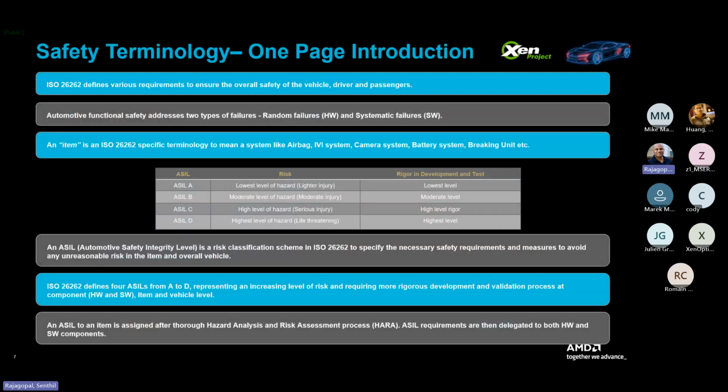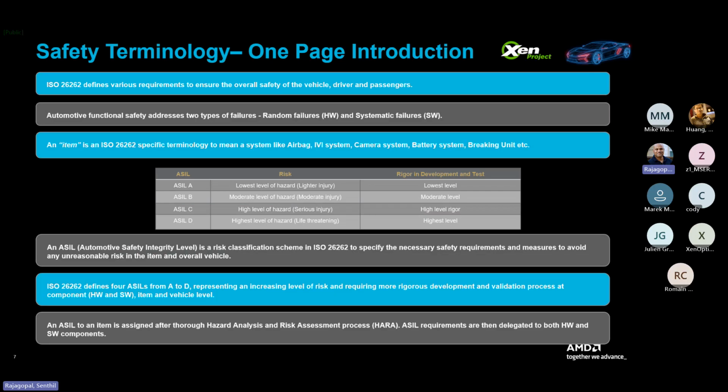So I put in ASIL and some basic safety terminology. ISO 26262 is a functional safety standard for road vehicles. The initial version was released in 2011, and the second version was released in 2018. The next version is going to be released in 2027. It addresses automotive safety in two parts.